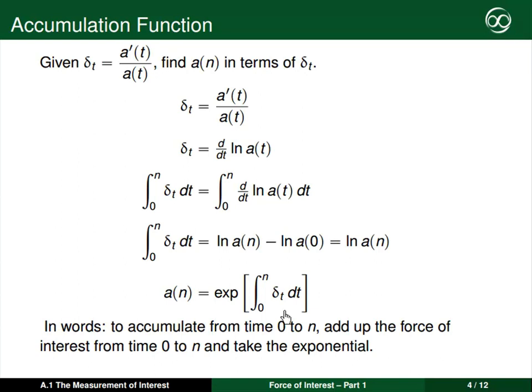Now, this n does not have to be an integer. It could be 4.5. So for example, if I wanted to accumulate money from time 0 to time 4.5, I would add up the force of interest from time 0 to time 4.5 and take the exponential. So let me read this to you one more time. To accumulate money from time 0 to time n, add up the force of interest from time 0 to time n and take the exponential. It's as simple as that.